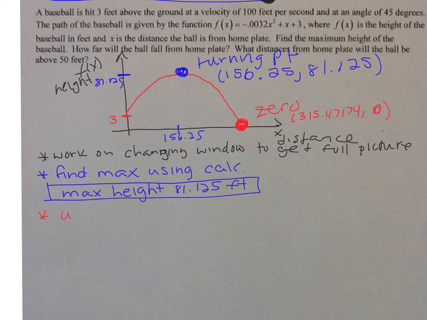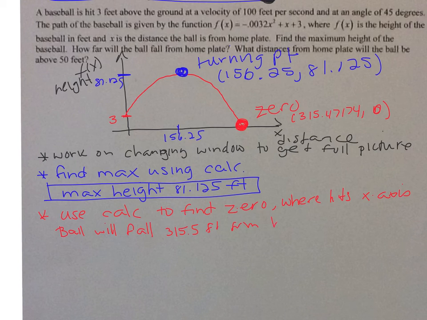Let's write that down. Use calc to find zeros. That's where it hits the x-axis, so it hits the ground. I'm just going to round this. Ball will fall 315.5, I rounded it, feet from home plate.